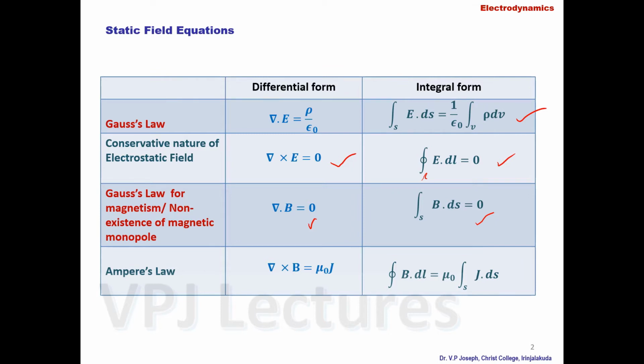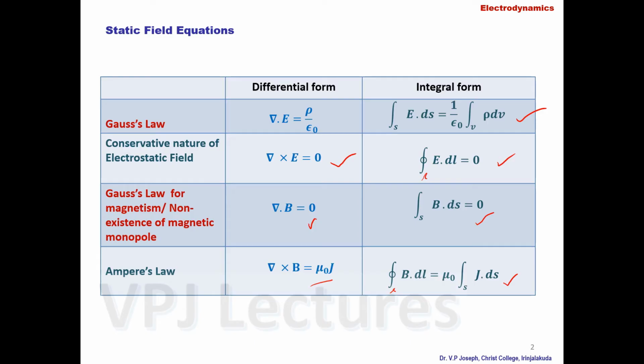And the last equation is Ampere's law, or Ampere's circuital theorem, and its differential form is del cross B is equal to mu 0 J, or closed line integral B dot dl is equal to mu 0 into surface integral J dot ds. These four equations are the fundamental equations of electrostatics and magnetostatics, and we will modify them in order to include the effect of the time variable also.